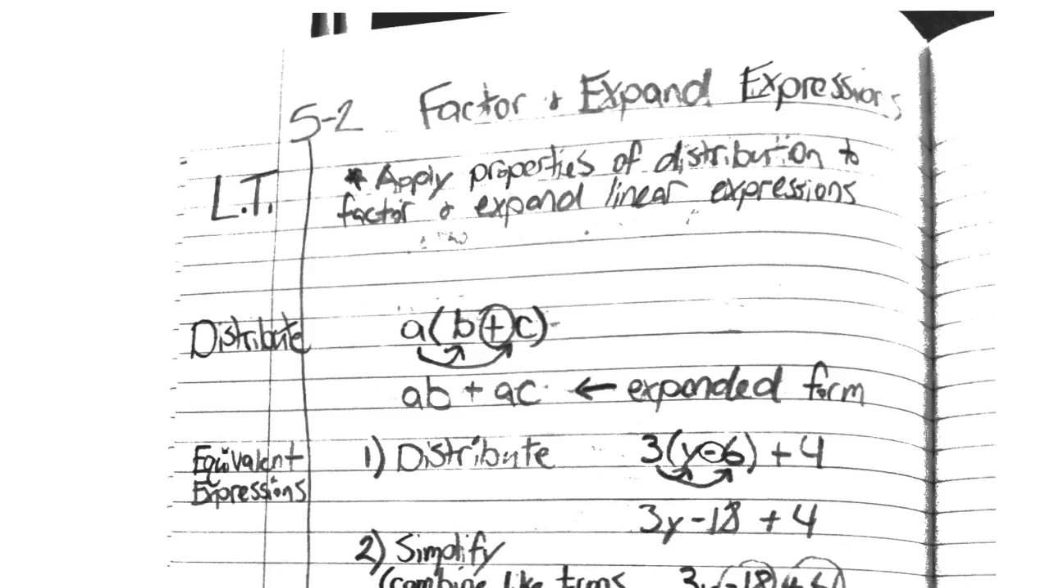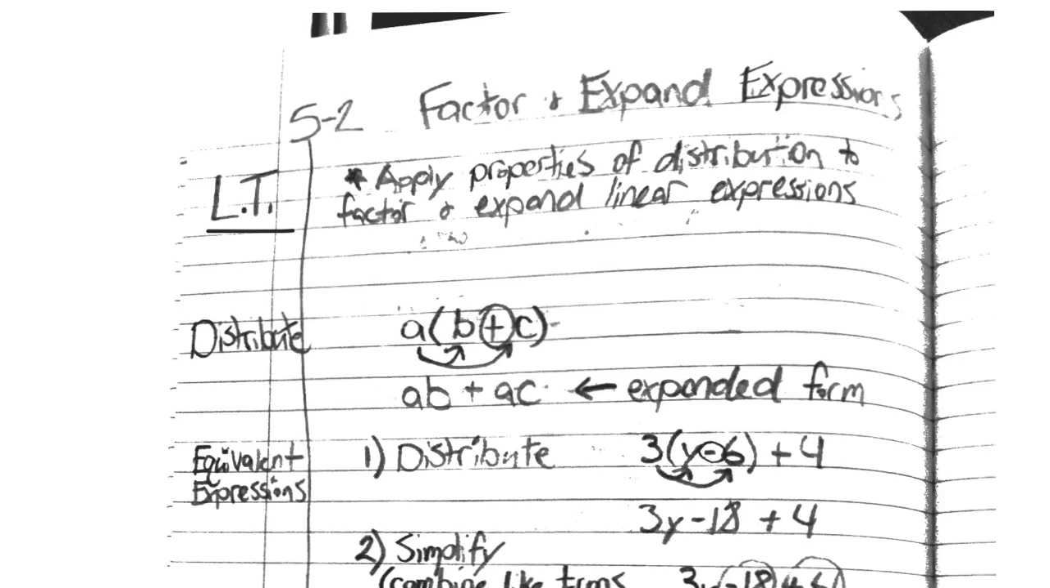Hey pre-AP kiddos, this is our lesson 5-2, which is factor and expand expressions. This is one of our course 2 lessons, and so we're gonna put it in our math journal just like all of the rest of them. So set up your Cornell notes.